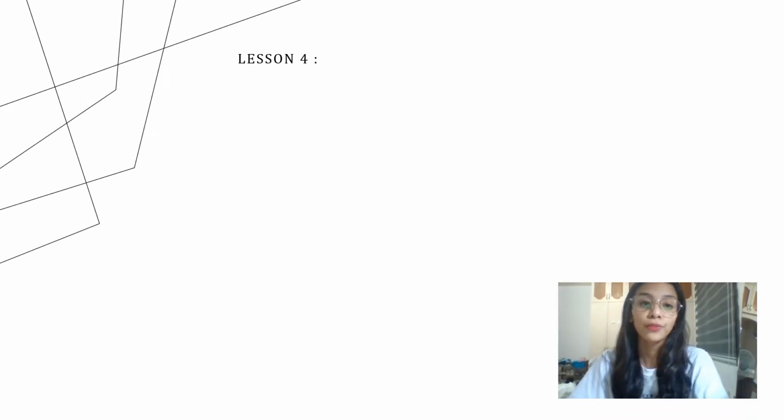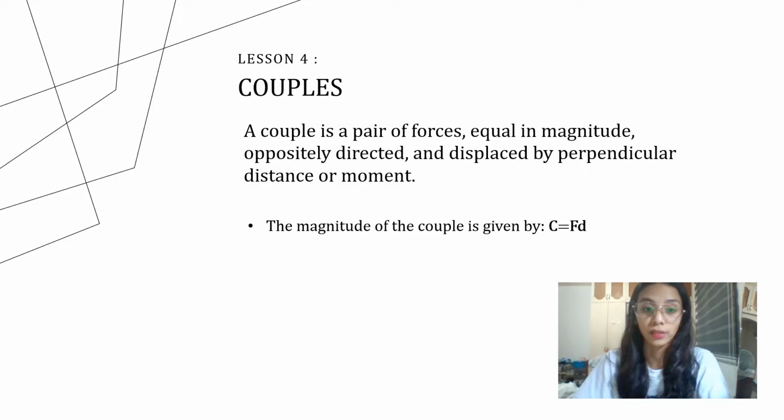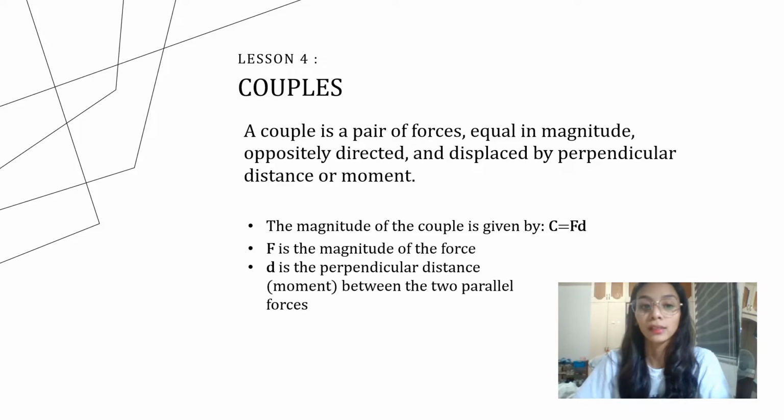For our lesson number 4, we have the moment of forces in couples. A couple is a pair of forces equal in magnitude and oppositely directed and displaced by a perpendicular distance or moment. The magnitude of the couple is given by C equals F times D, where F is the magnitude of the force and D is the perpendicular distance or moment between the two parallel forces.